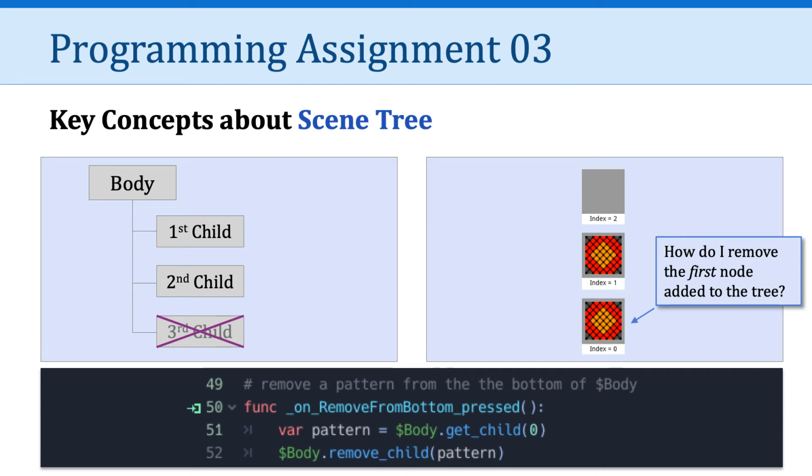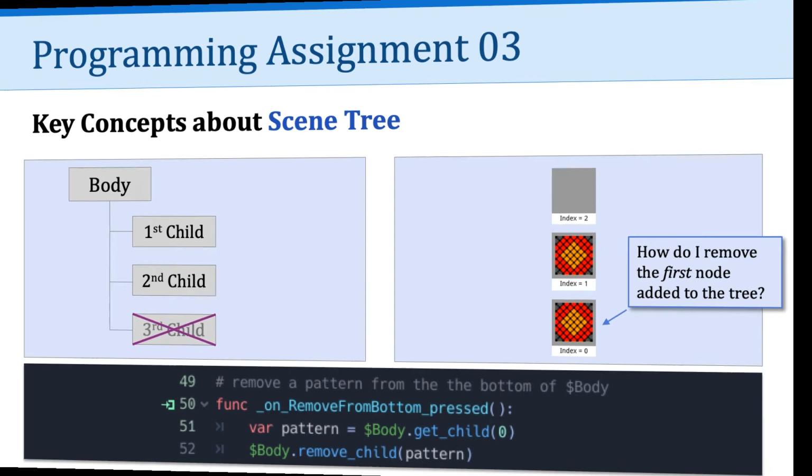Now, interestingly, this is not considered hard coding because every time you remove a child, the rest of the children slide down the tree. And so as long as body has children, even though you're removing the child at position 0, the one that was at position 1 slides down to position 0. And so this is very reusable code.